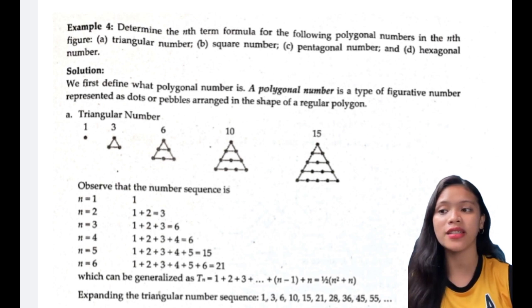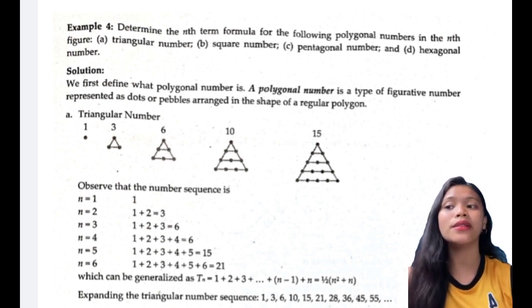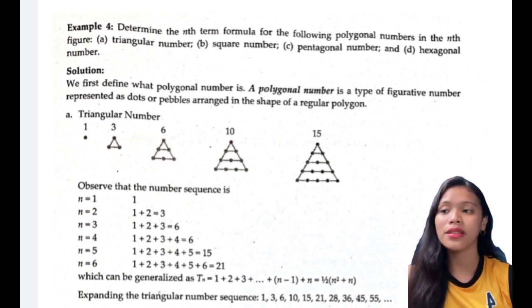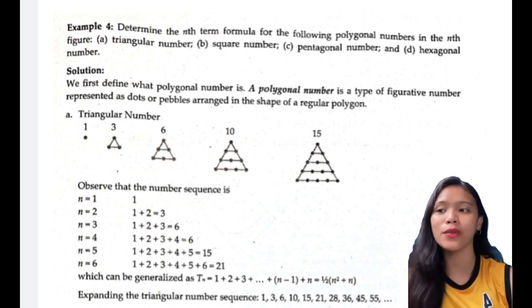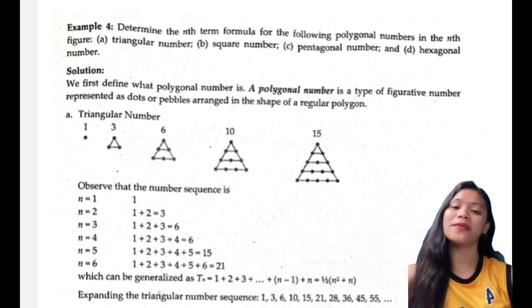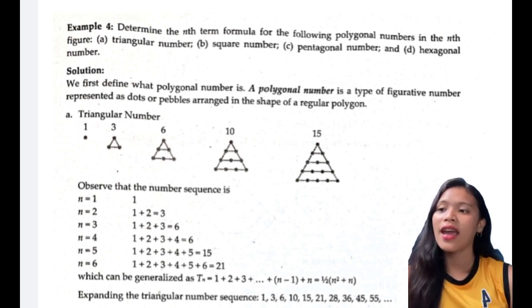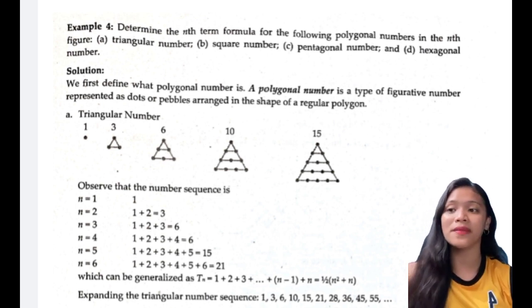So, observe that the number sequence is: n equal to 1 is 1. n equal to 2 is 1 plus 2 equals 3. n equals 3 is 1 plus 2 plus 3 equals 6. n equal to 4 is 1 plus 2 plus 3 plus 4 equals 10. n equal to 5 is 1 plus 2 plus 3 plus 4 plus 5 equals 15. And n equal to 6 is 1 plus 2 plus 3 plus 4 plus 5 plus 6 equals 21.